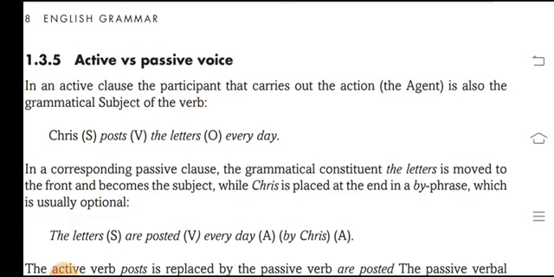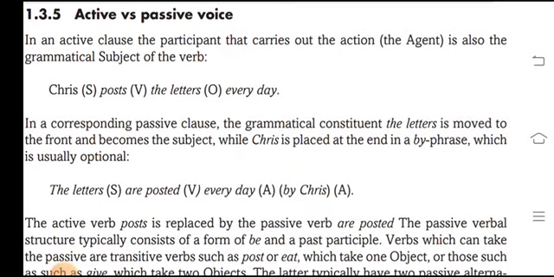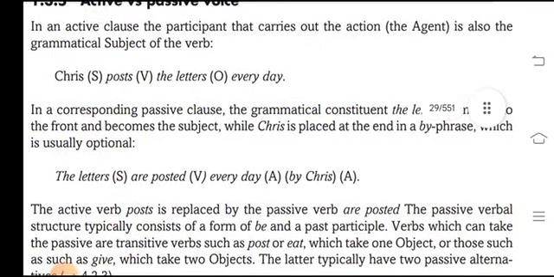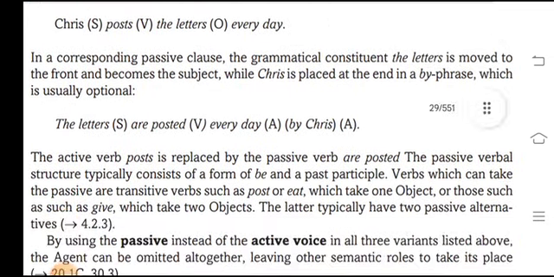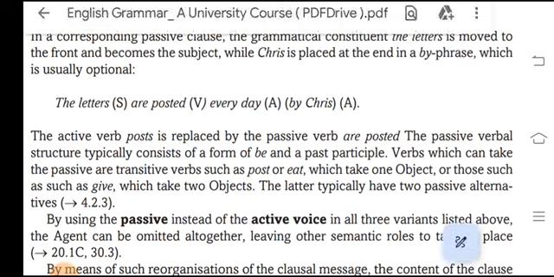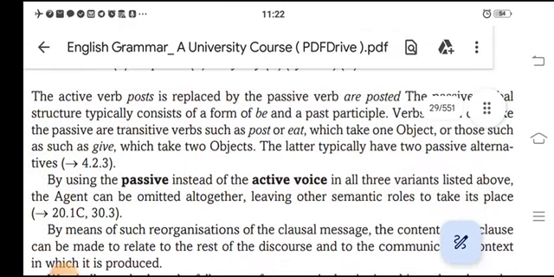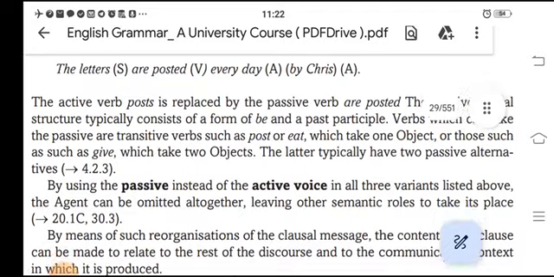In an active clause, the participant that carries out the action, the agent, is also the grammatical subject of the verb: "Cherries posts the letters every day." In the corresponding passive clause, the grammatical subject changes: the letters is moved to the front and becomes the subject, while Cherries is placed at the end in a by-phrase, which is usually optional. The letters are posted every day by Cherries.